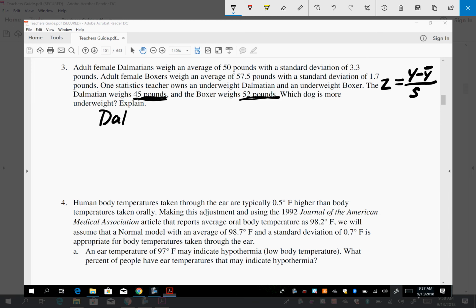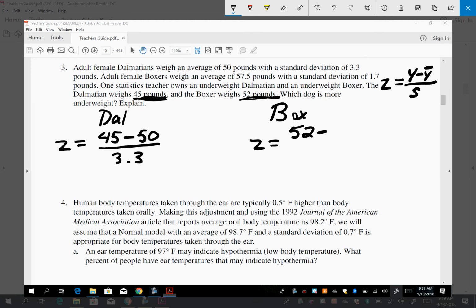So z equals, how much does our Dalmatian weigh? 45. What's the average weight for female Dalmatians? 50. And the standard deviation? 3.3. What about for the boxer? How much does our female boxer weigh? 52. What's the average weight of female boxers? And the standard deviation? 1.7. So we can find our z-scores and compare them. Do the calculations.